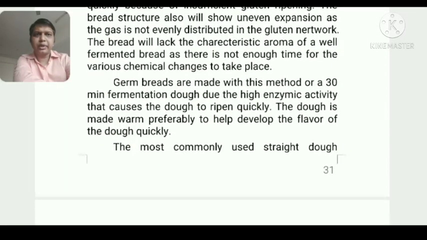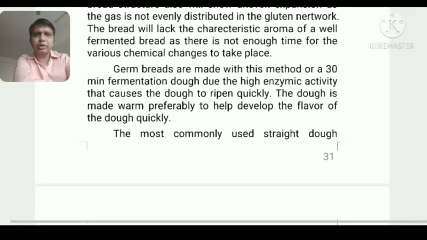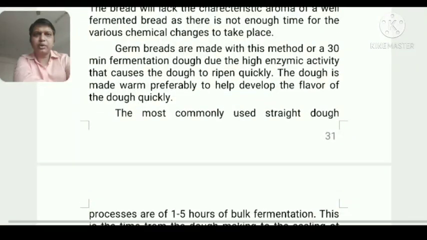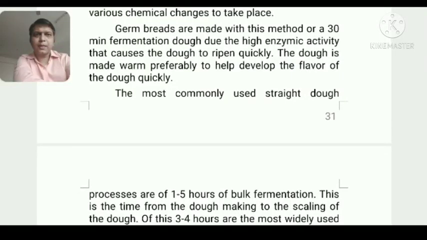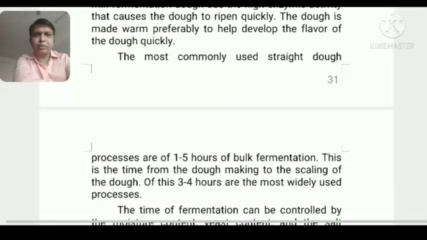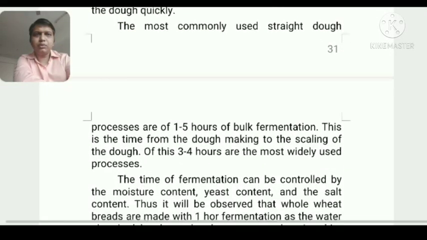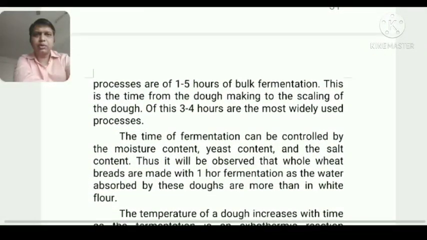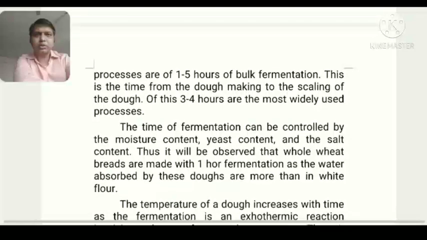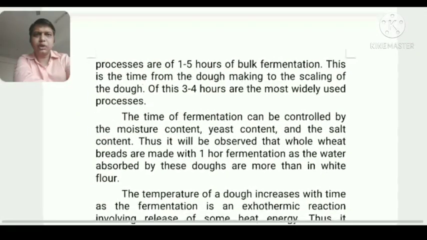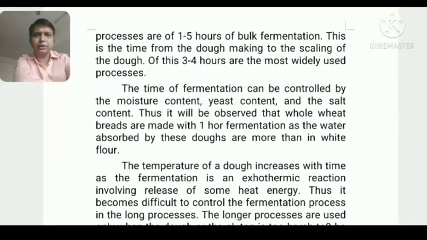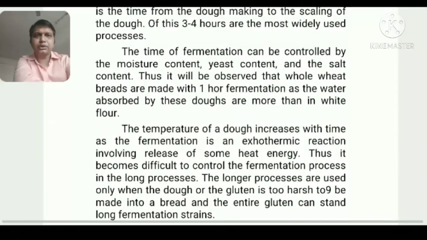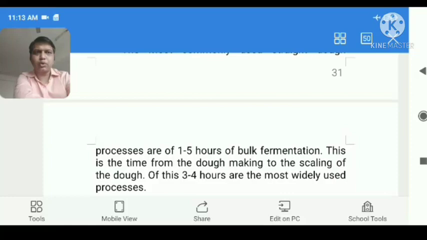Due to the enzymatic activities that cause the dough to ripen quickly, the dough is made warm, preferably, to help develop the flavors of the dough quickly. The most common use is the straight dough method, with 1 to 5 hours of bulk fermentation. This is the time from the dough being made to the scaling of the dough. Of this, 3 to 4 hours are most widely used for processing. So in the first method we have the straight dough method. We will understand what the straight dough method is.